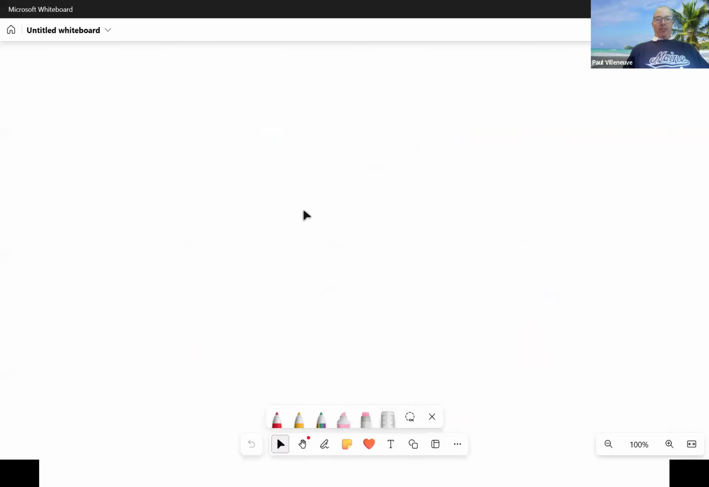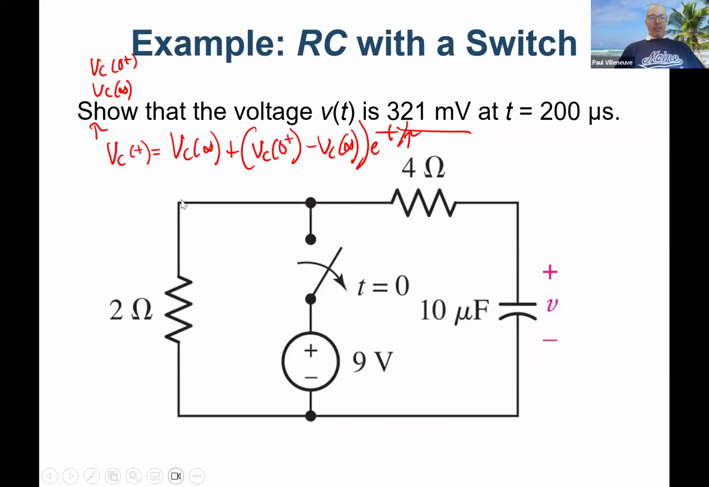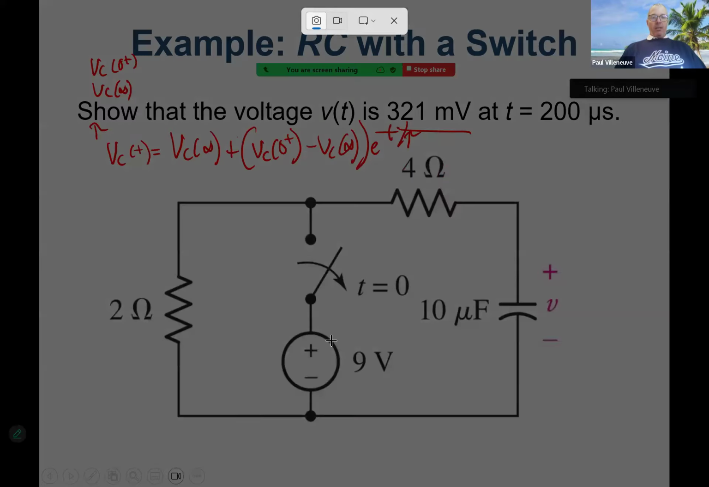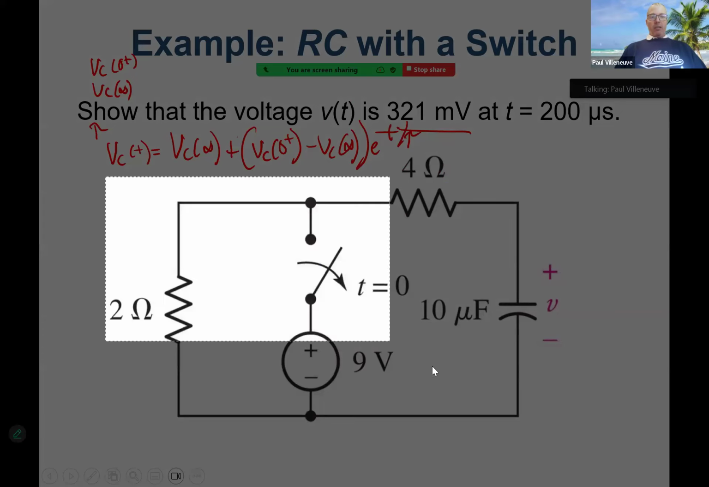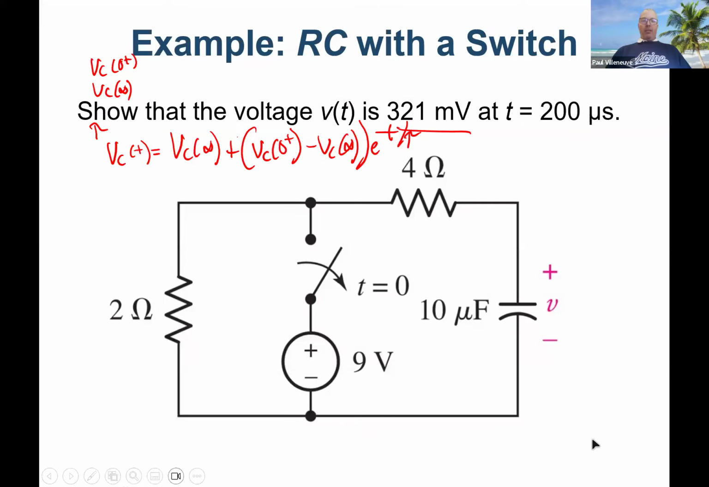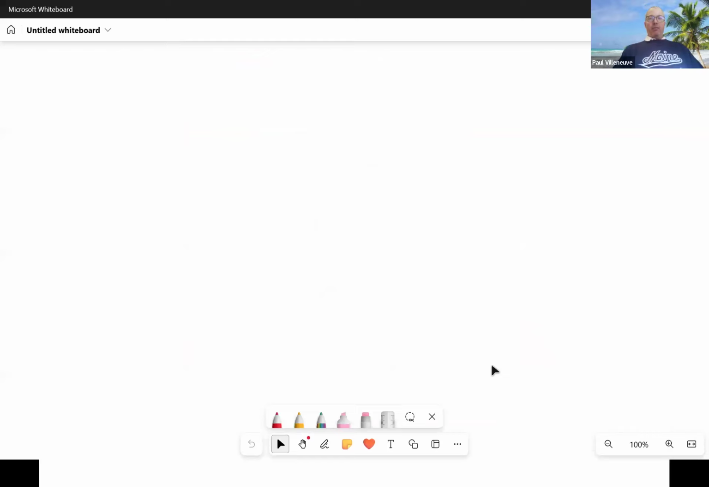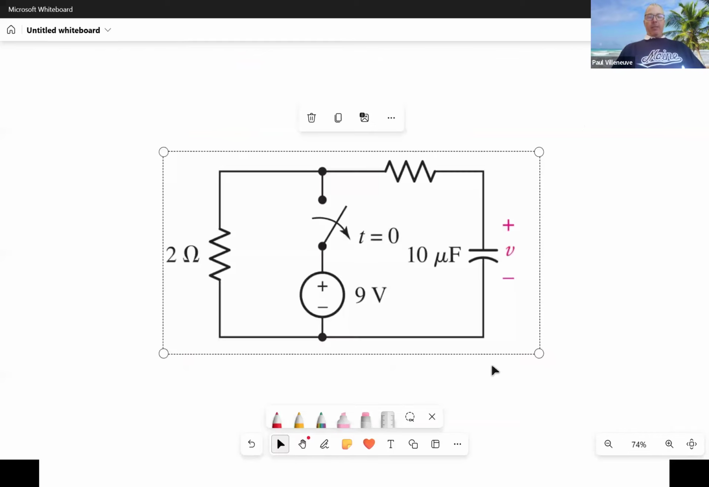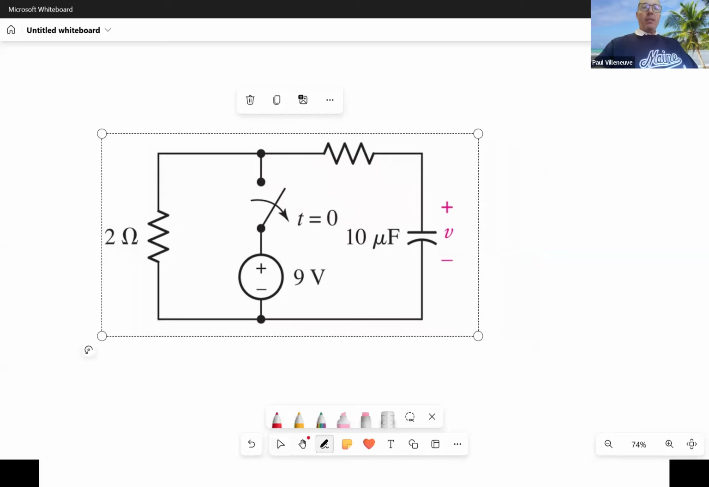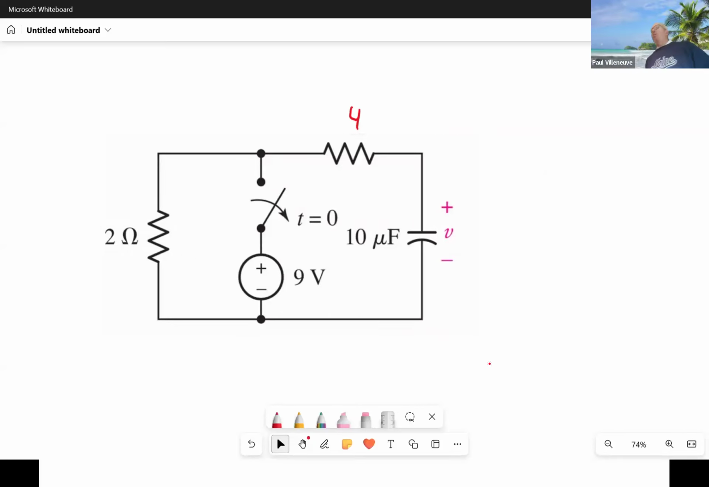Is it 9 volts? I'm not arguing, I'm just asking. I mean, maybe there's some voltage divider stuff we could do before. So what's the best way to figure out what the initial condition voltage is?